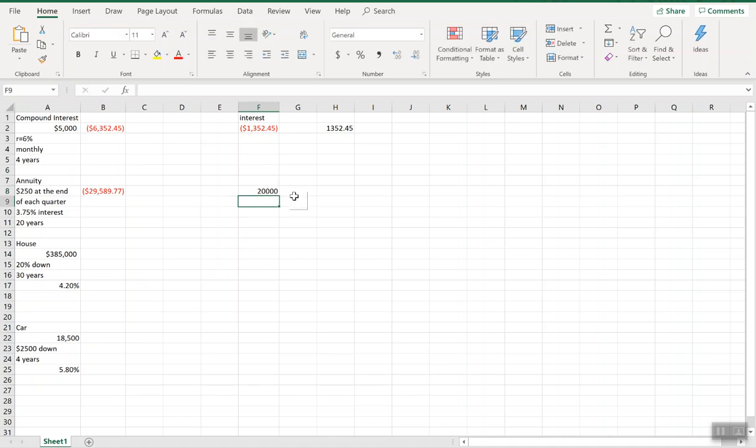So here's my total that I paid. And then I could say, now let's subtract 29,589.77 minus the 20,000. And it would say, oops, too bad I didn't hit equals. Let's go up here and put an equal in. That way it will do math.